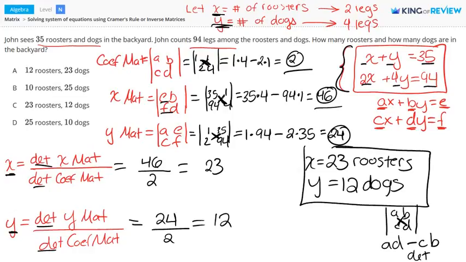So we've solved our system. There are 23 roosters and 12 dogs. Letter C is correct.